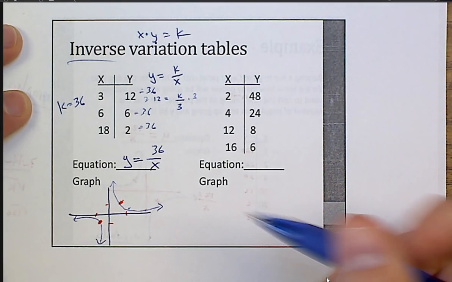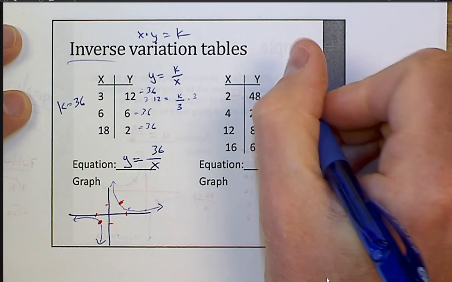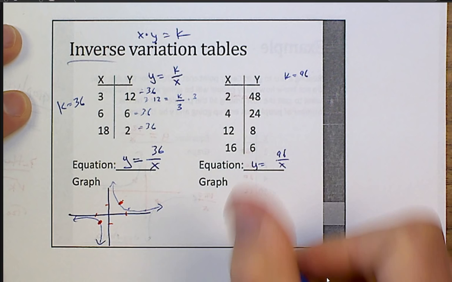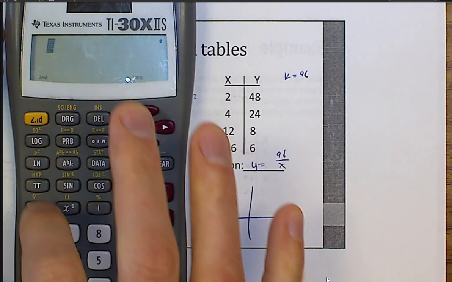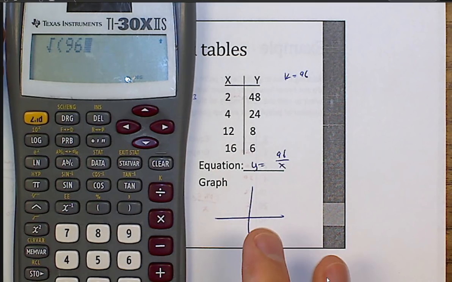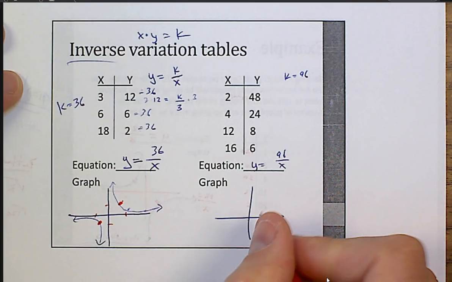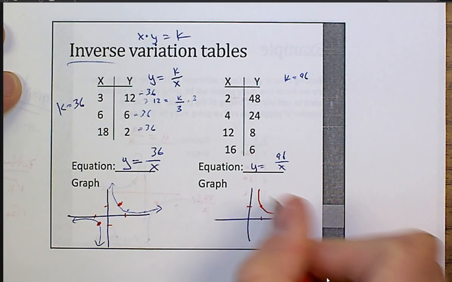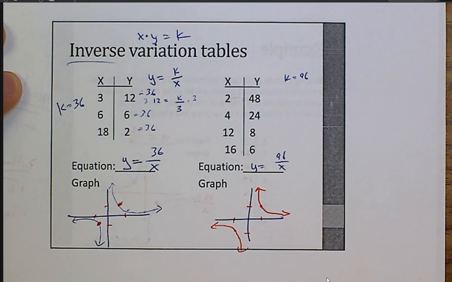So we have 2 times 48, 4 times 24. Basically 96 is our k value. So we'd have y equals 96 over x. If you were to graph this, if you wanted to do it real short and sweet, you would just take the square root of 96, hit equals, and that's 9.79, so roughly 10. So I would go 9.79, 9.79, put a point there, and there's your hyperbola, and then negative 9.79, negative 9.79, and there's your hyperbola there. We're just doing some rough sketches, okay?